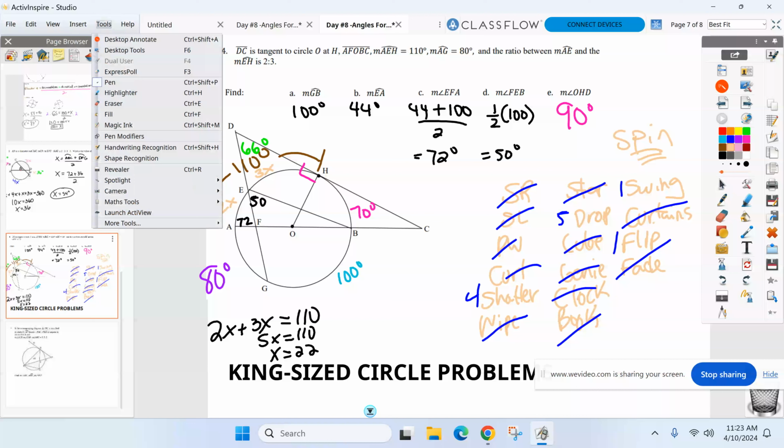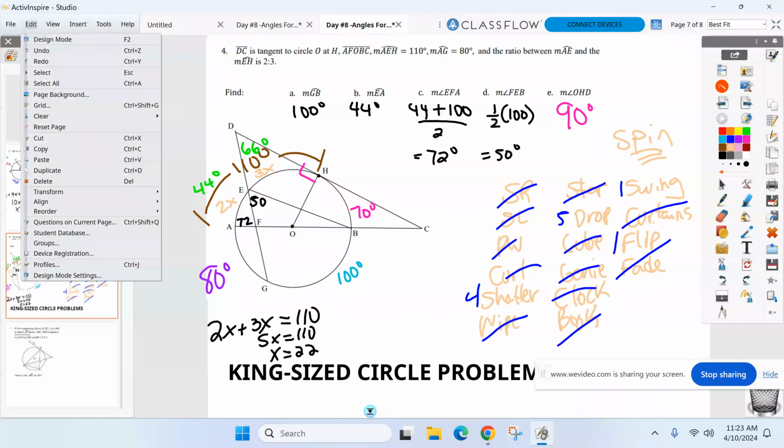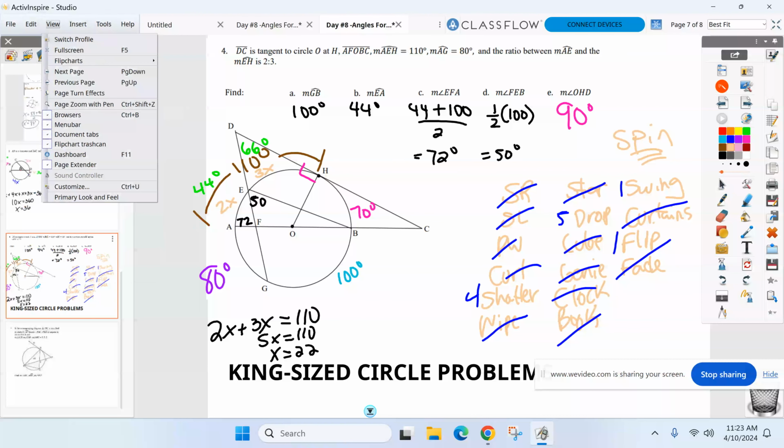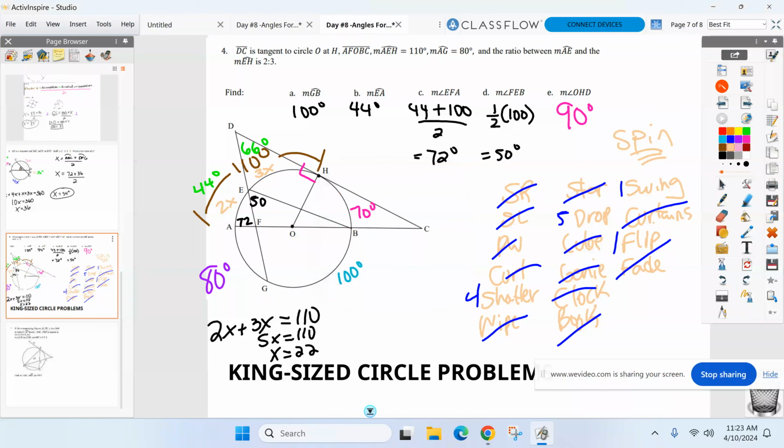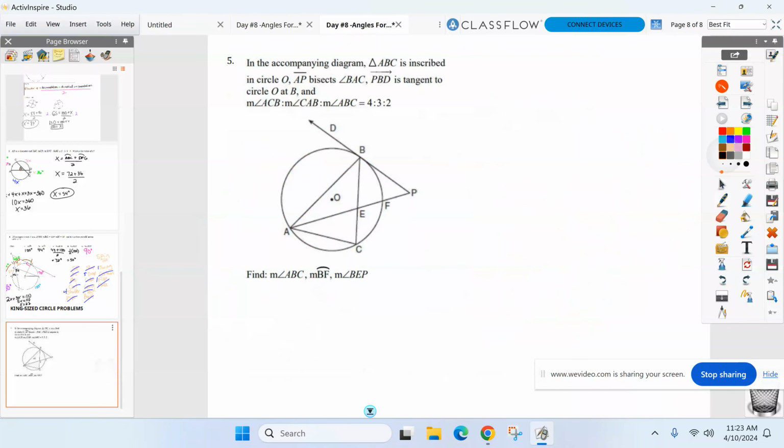You would think I do this all the time, and I still don't know where the page effects turn is. Page effects is view, maybe? Page effects turns. Spin out. There you go, Matt. What's the one next to it? That is swing for us. That is swing. All right, back on random. Okay, we ready? Here we go.